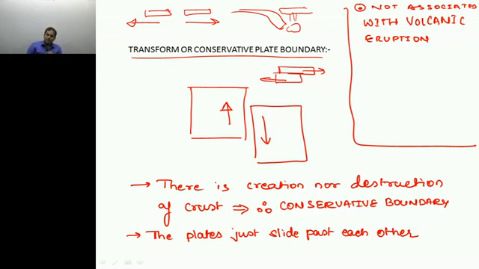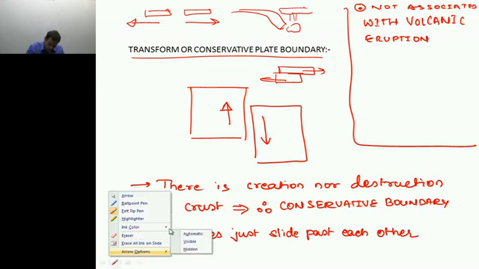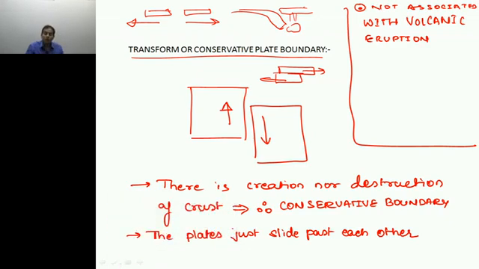Will they be associated with mid-oceanic ridges? For creation of a mid-oceanic ridge, first the lava has to rise up, then cool down, and only then will there be a mid-oceanic ridge. So they are not associated with mid-oceanic ridges. Third, will they be associated with fold mountains? No, because the fold mountains are caused due to head-on collision, compression, and only then fold mountains. So they are not associated with mountains.